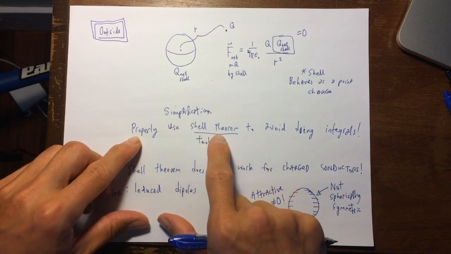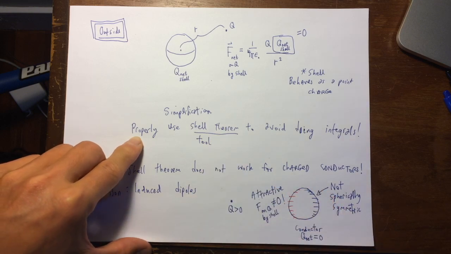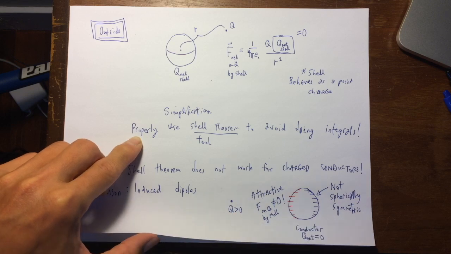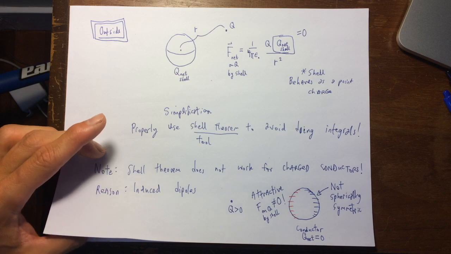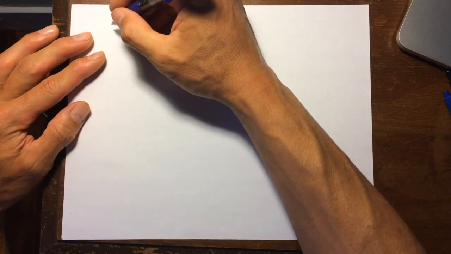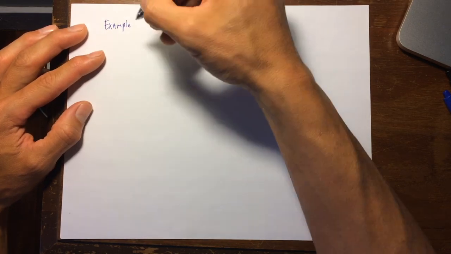Shell theorem works really well with insulators, because the charge on an insulator is not allowed to flow around in response to an external charge's influence. Okay, so that's the Shell theorem. Real quick example that ties together a few issues.